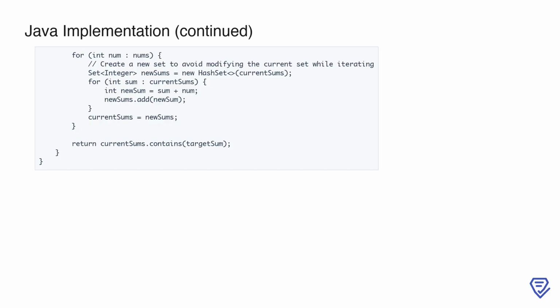Finally, we check if currentSums contains the target sum, which would indicate that a valid subset exists. If so, the method returns true, otherwise, it returns false after processing all numbers. This approach ensures we efficiently explore all possible subset sums while avoiding redundant computations.